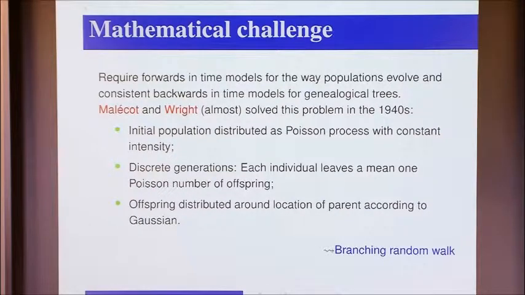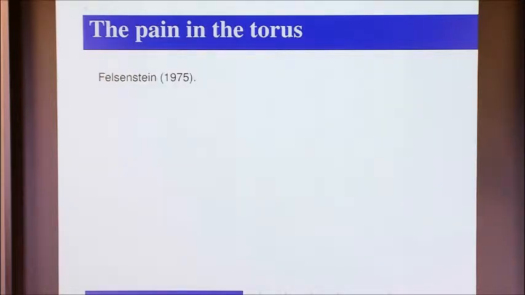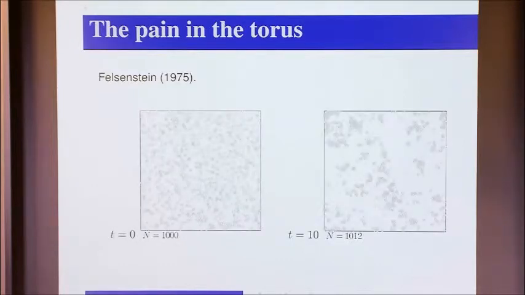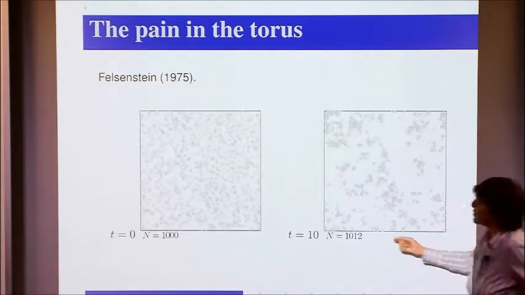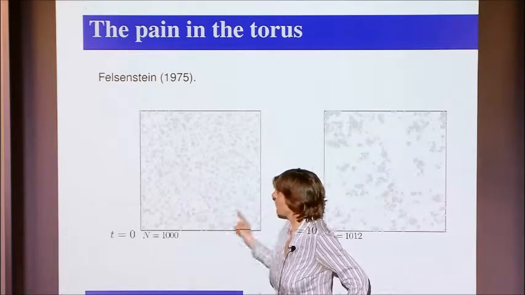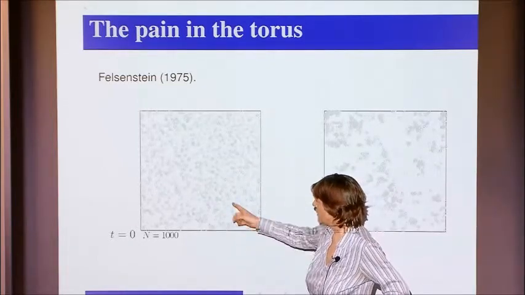But unfortunately, Felsenstein observed that there's a bit of an issue with the Wright-Malécot model, or rather the Wright-Malécot assumptions. An easy way to see it is to actually look at a simulation. This is something Jerome did; any nice pictures are due to Jerome. Remember the word nice. So he started with a large torus, and he's thrown down 1,000 points.